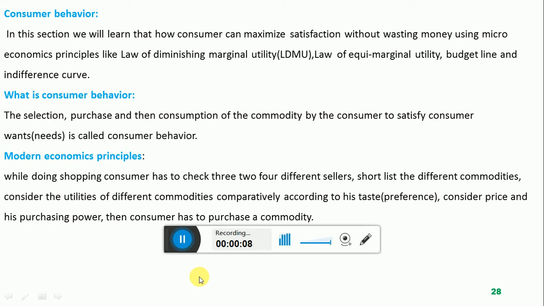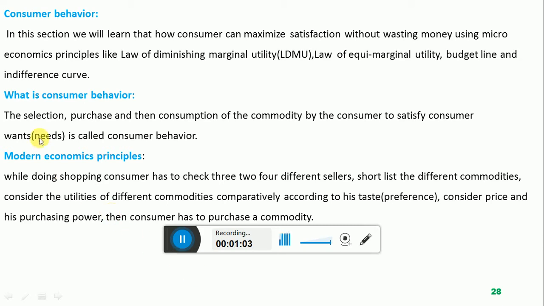Today we will start a new chapter, consumer behavior. In this section we will learn about the different microeconomic principles like utility, the law of diminishing marginal utility, the law of equi-marginal utility, budget line, indifference curves, and consumer equilibrium. We will learn how, using these microeconomic principles, a consumer can get maximum satisfaction with the available limited money in hand without wasting this money, how he can maximize his utility and his satisfaction. We will learn all about this in this section.